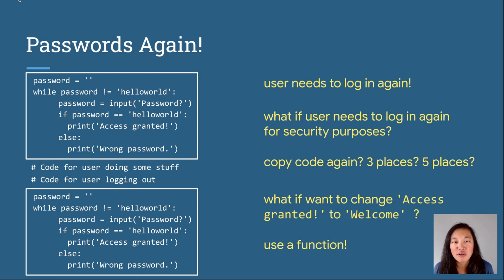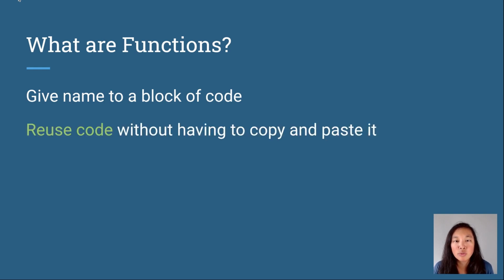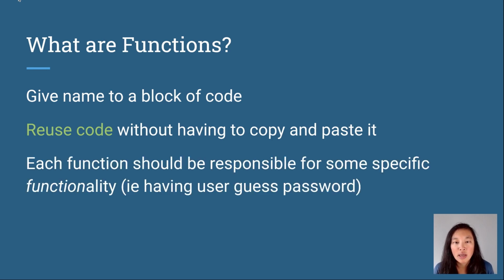So we are going to use a function to solve this problem of copying and pasting code that we need in multiple places. What are functions? Functions are where we give a name to a block of code that does something. We can reuse the code without having to copy and paste it everywhere we want to use it. And each function should be responsible for some specific functionality, like having a user guess my password. We can perform a specific task with a function.